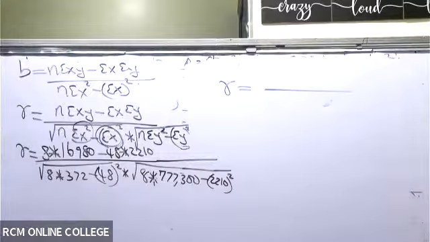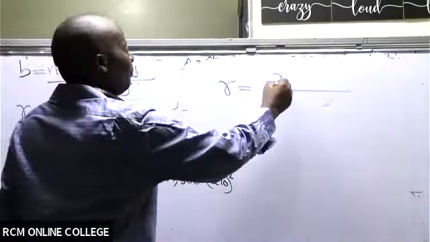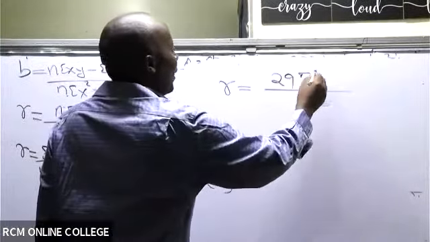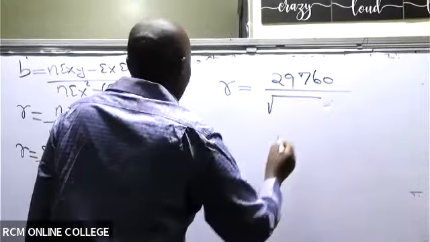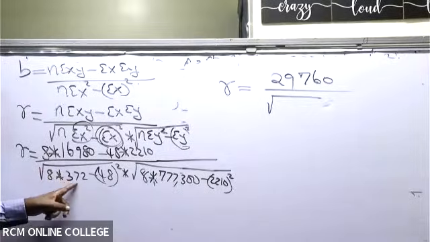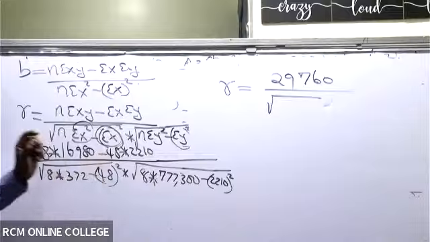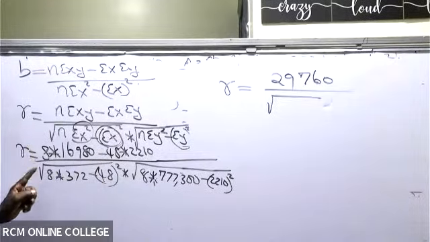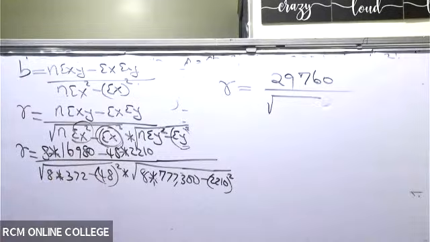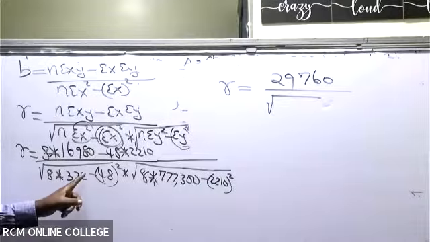So they have confirmed that the numerator is 29,760. 29,760 divided by, is there somebody who is able to give me what we have under the square root? 8 times 372 minus 48 squared. Just that. Please give me that figure.